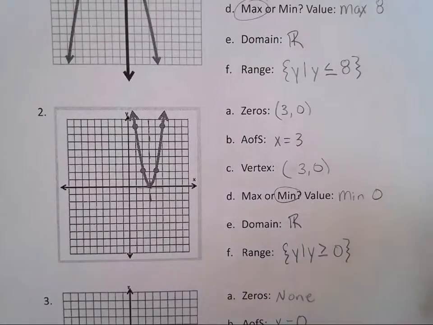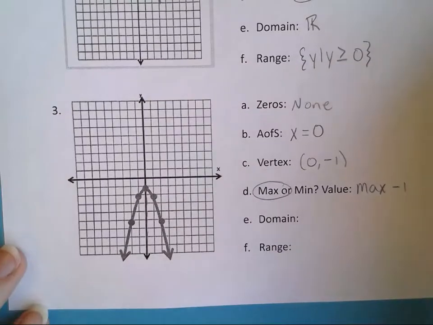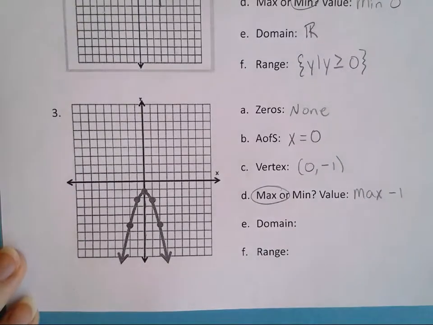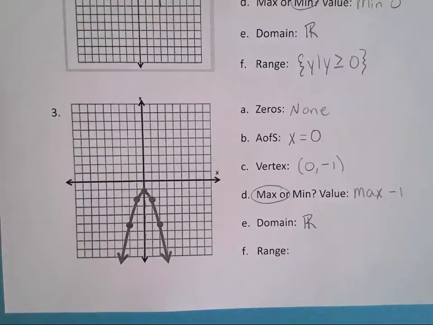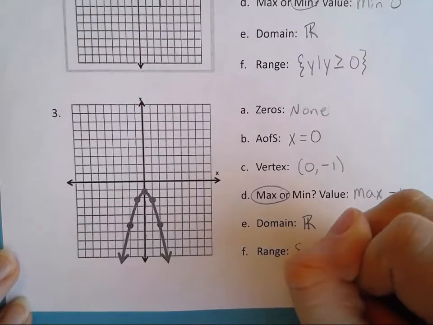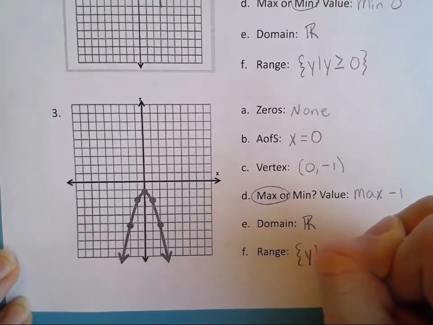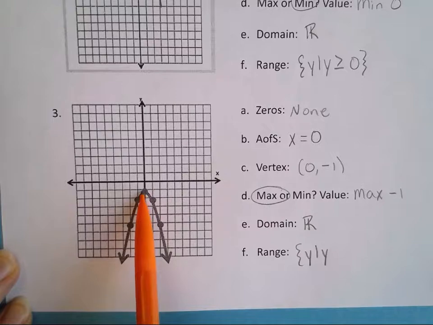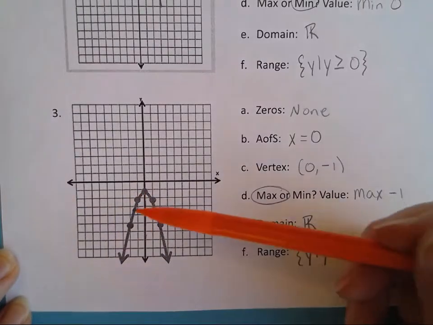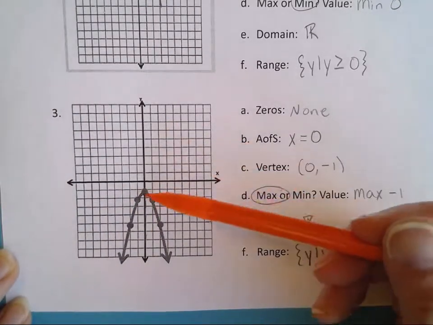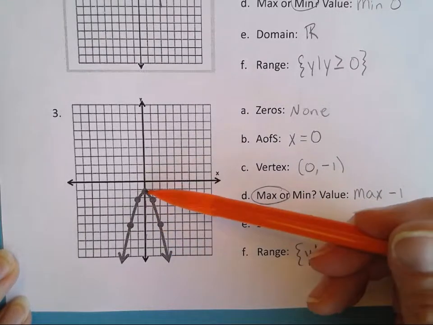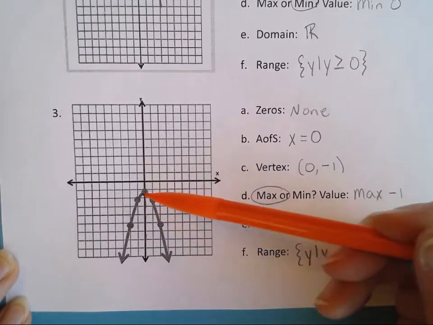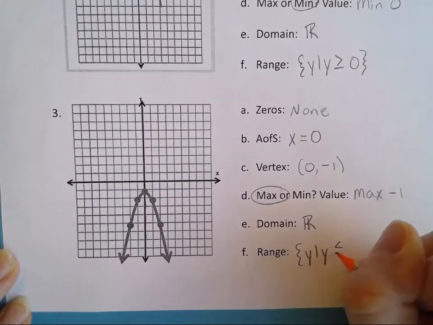Example number 3. Once again, domain is all real numbers. The range is the set of all y values such that y, this time we have a maximum point. So think, is our graph going greater than that maximum point, or is it going less than that maximum point? This graph is going less than the maximum point. We'll use a less than or equal to symbol.